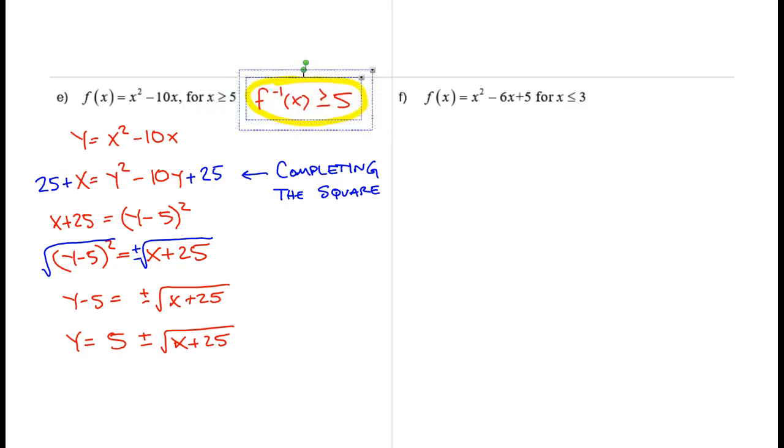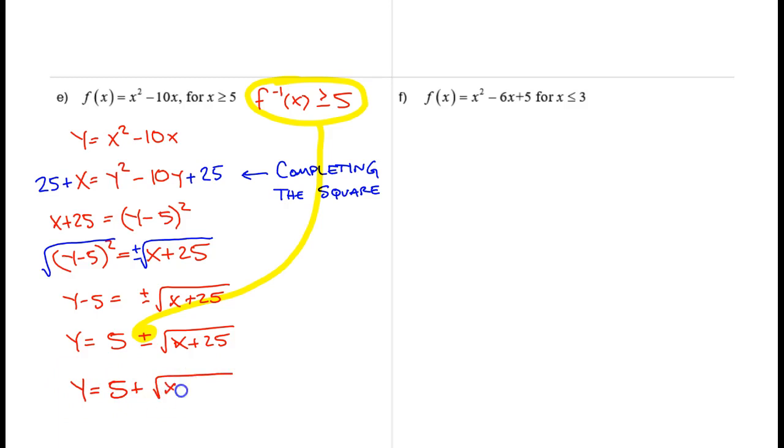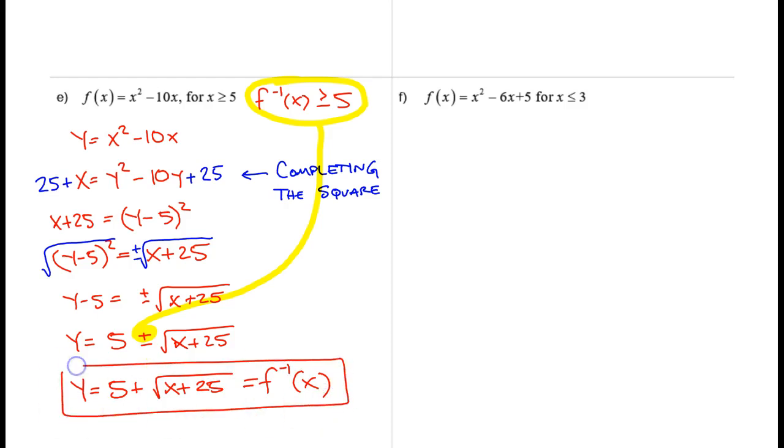Okay, if you recall, we talked about f inverse, the output of the function, has to be greater than or equal to 5. The only way that can happen is if we choose the positive version here, 5 plus the square root of x plus 25. So let's rewrite this now. y equals 5 plus the square root of x plus 25, and that is my inverse. Okay, so that is an algebraic way of thinking about the inverse of a quadratic.